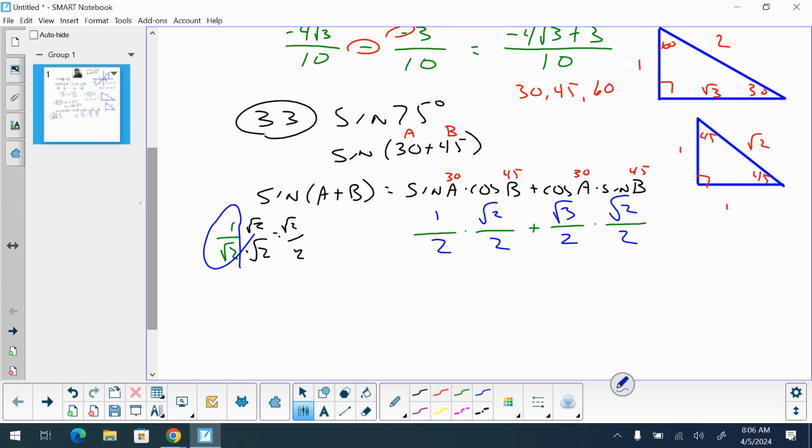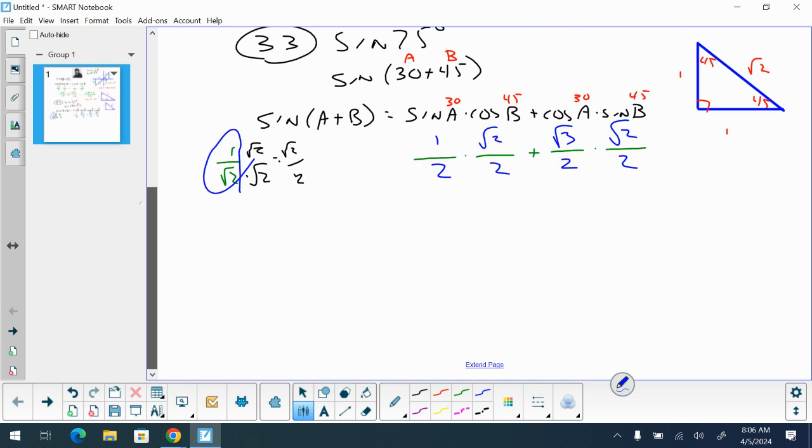1 over square root of 2, which kicks into our brain: square root of 2 over 2. Very good. We learned something today. Hopefully. Okay, we multiply and then we add. Well, we multiply here. 1 times square root of 2. 2 times 2 is 4.